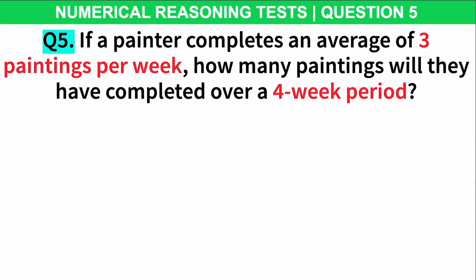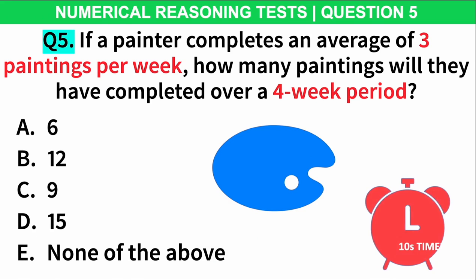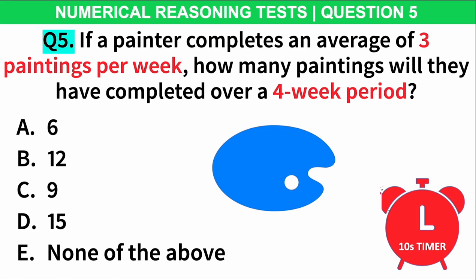Okay, question 5. If a painter completes an average of 3 paintings per week, how many paintings will they have completed over a 4-week period? Is the answer option 6, 12, 9, 15, or none of the above? You have 10 seconds this time, starting now.